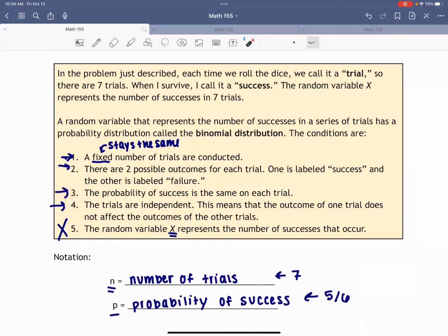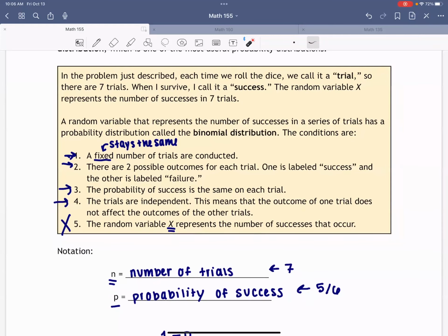Number 3, the probability of success is the same on each trial. So rolling not a 3 on trial 1 has the same probability as rolling not a 3 on trial 5. It's always 5 out of 6, right? Finally, we have this idea of independence. So basically, trial 2 doesn't affect trial 3. So if I roll a 3 on trial 2, that doesn't affect what I roll in the next trial, okay? So we do have to pass these 4 properties.